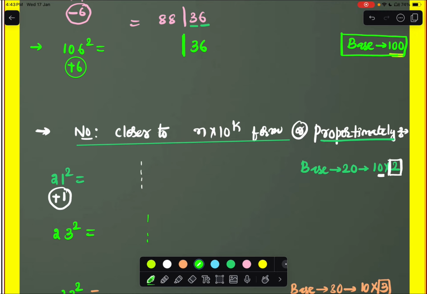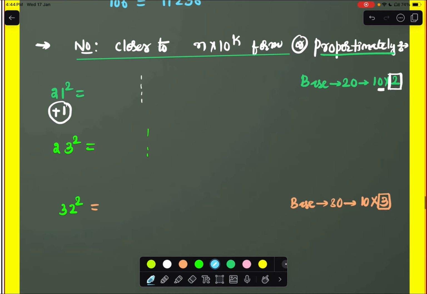I'm keeping 36 in the rightmost part of the number, and make sure that your rightmost part contains as many digits as there are zeros in the base. Exactly. Now to get the leftmost part of the number, add its surplus value to the number. So 106 plus 6 will get 112. Therefore, what do we get for the square of 106? So 11,236 is the answer.